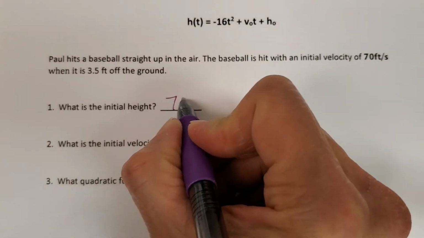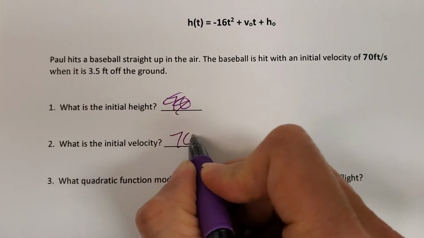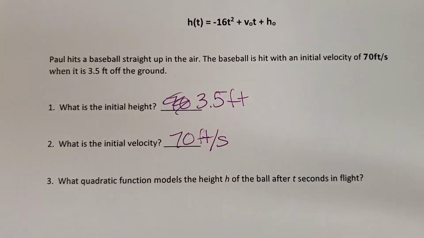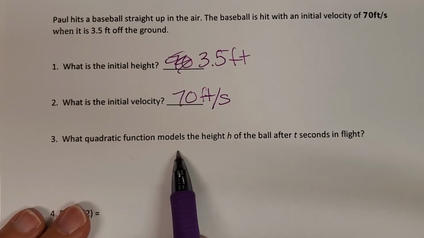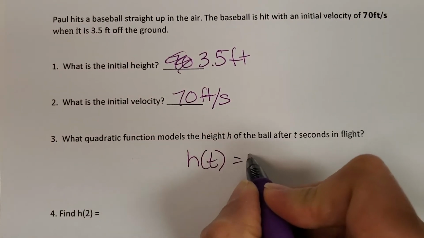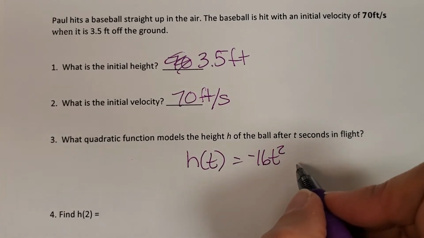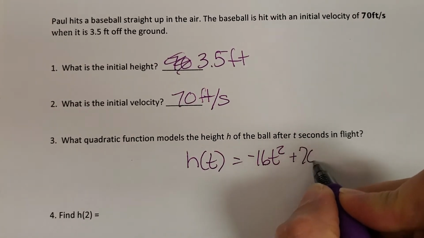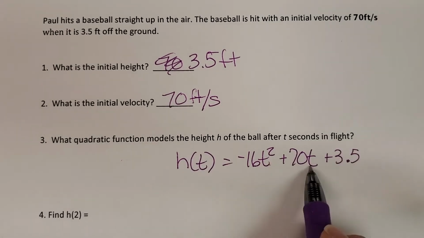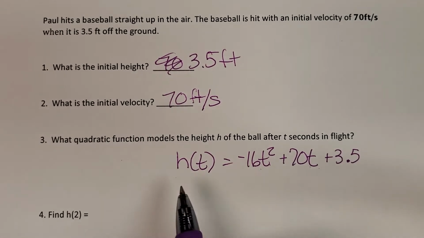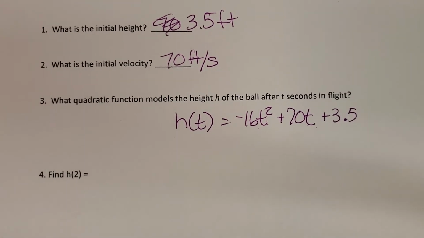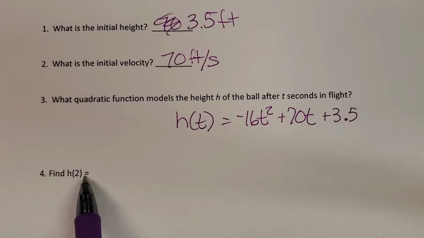So what's the initial velocity? What's the initial height? The initial velocity is down here, 70 feet per second. What's the initial height? 3.5 feet. What quadratic function models this? Let's look. We've got to use our function h of t equals, this part's always the same, and then we have initial velocity, which is 70 t, and then our initial height. Remember, t stands for time in seconds, h stands for height, and h of t is the height after t seconds. So they want to know after 2 seconds, where is the ball? That's what h of t means. What is the height after 2 seconds?